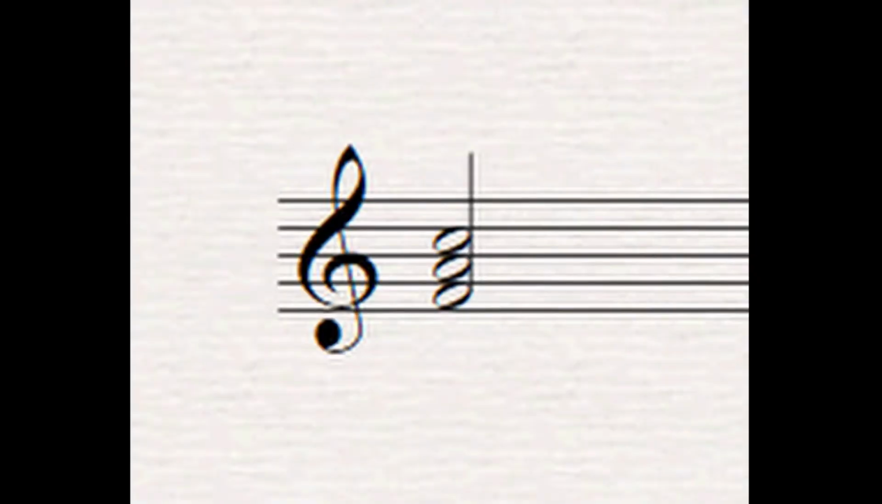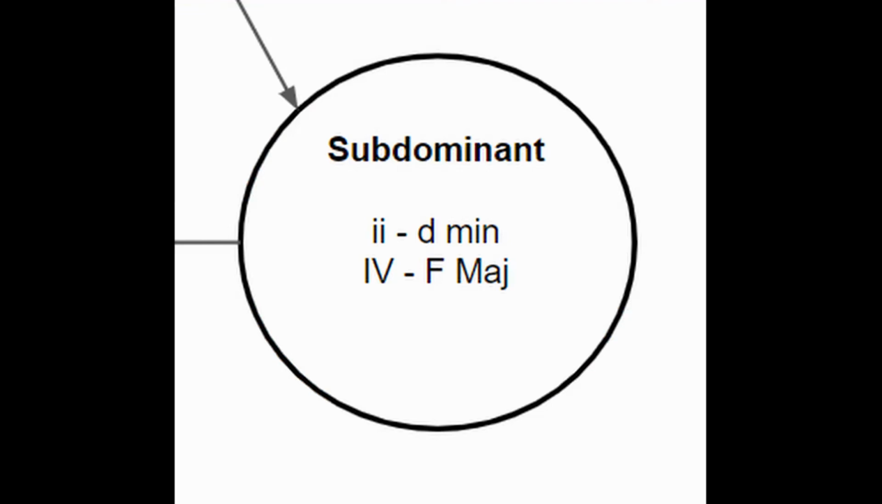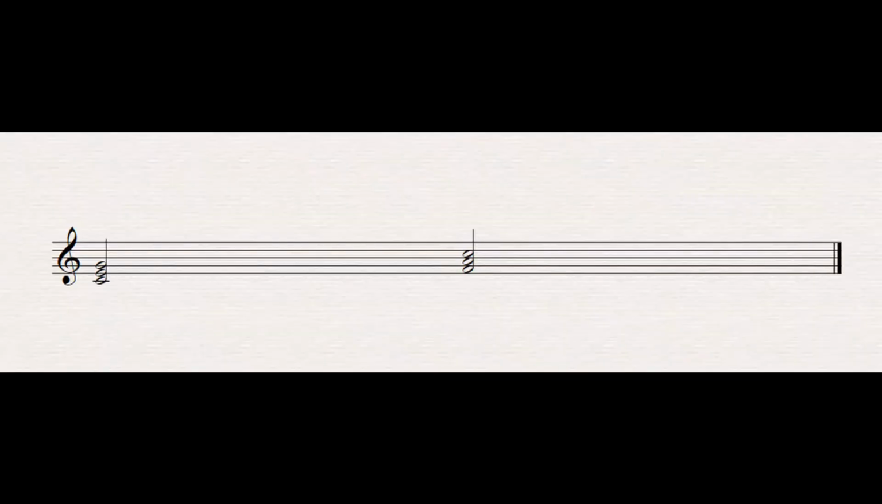The chord we get is an F major triad, which is the subdominant chord in C major. This obviously means that it has subdominant function. Listen to the feeling of motion that it creates.